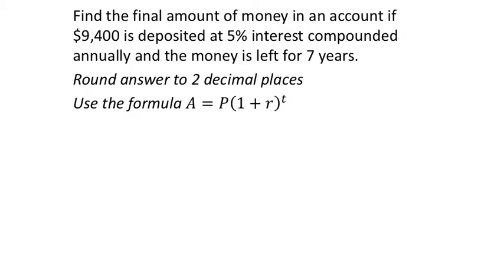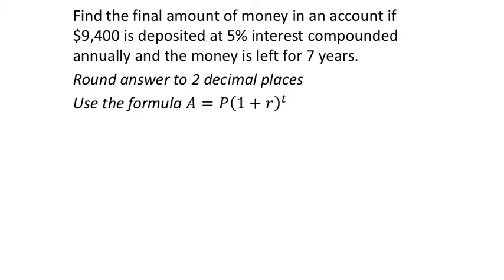Find the final amount of money in an account if $9,400 is deposited at 5% interest, compounded annually, which really just tells us that we're using this formula, and the money is left for 7 years. We'll round the answer to 2 decimal places. Why 2 decimal places? Because that's pennies, because we are looking at some kind of money here, right?